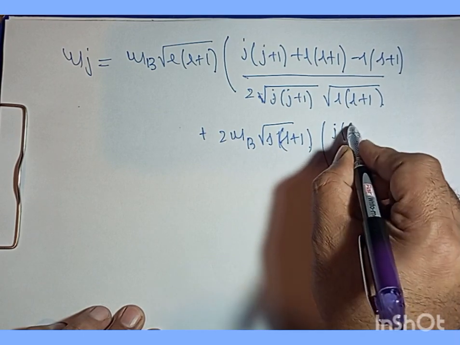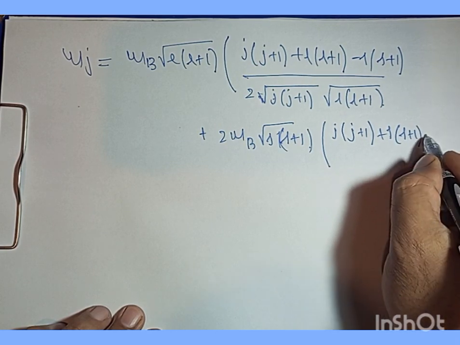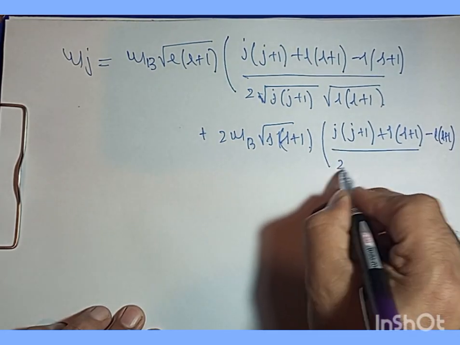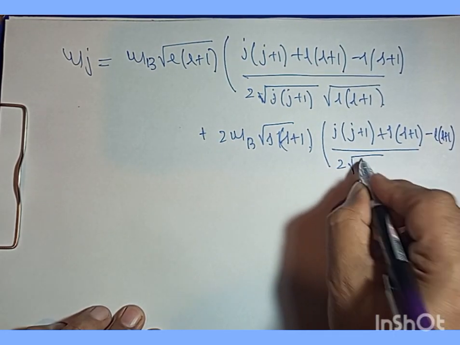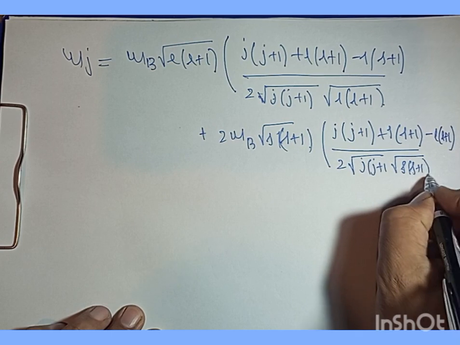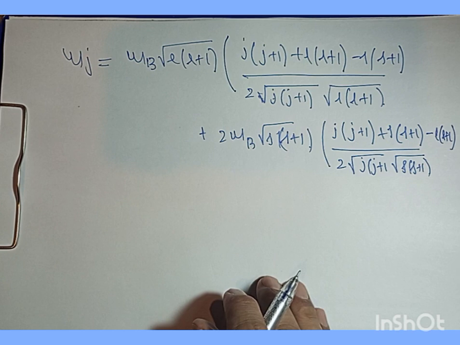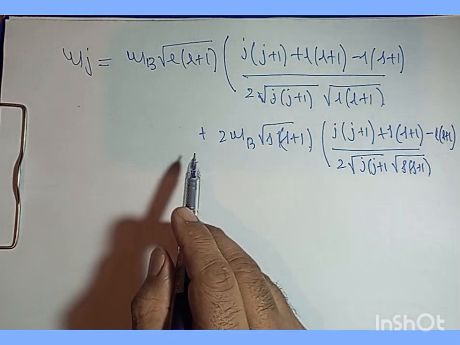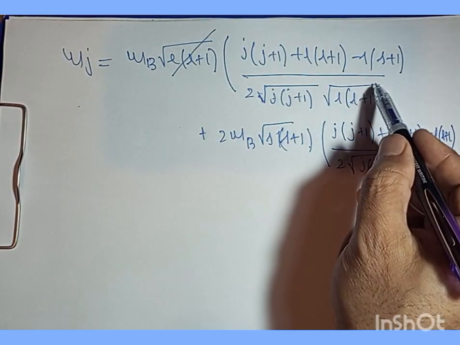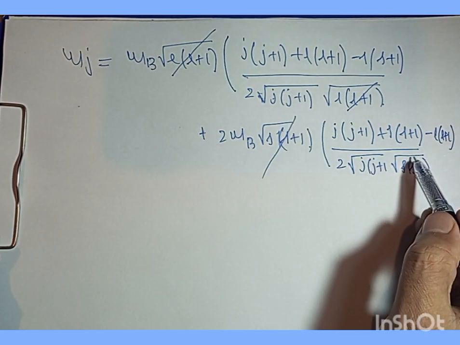J times j plus 1 plus s times s plus 1, then minus L times L plus 1, whole divided by 2 times under root of j times j plus 1 under root of s times s plus 1. Okay, till now it's fine, it's going okay. So what we can see here is that this term will cancel with this term, and this term will cancel with this term.